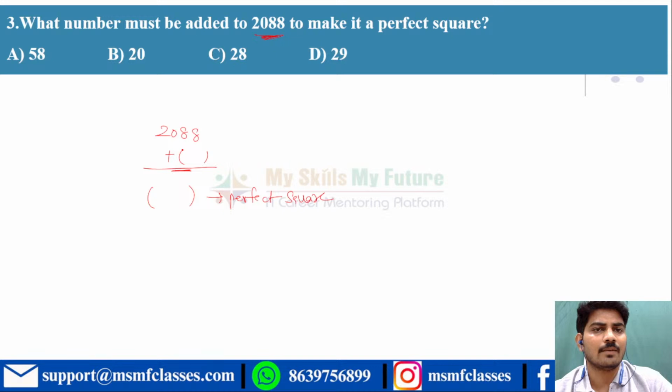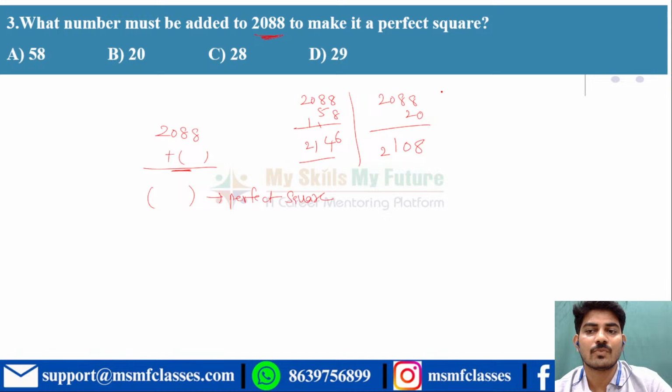Suppose for 2088, if I add 58, it will be 2146. Okay, Anshi Jain says the number with 2116 is a perfect square. Let me check whether your answer is correct or not, Anshi.